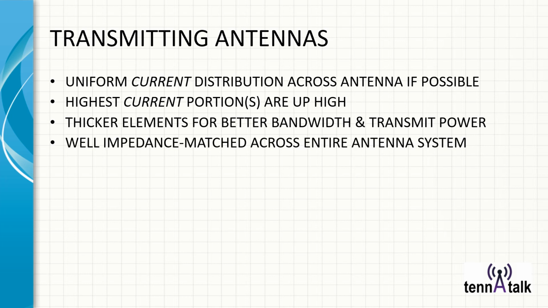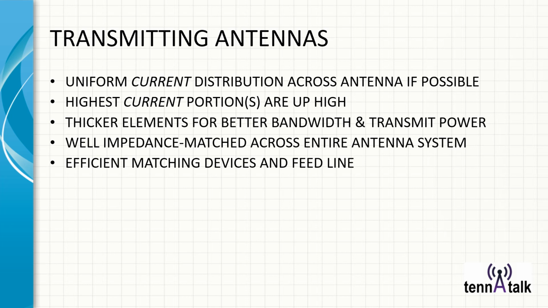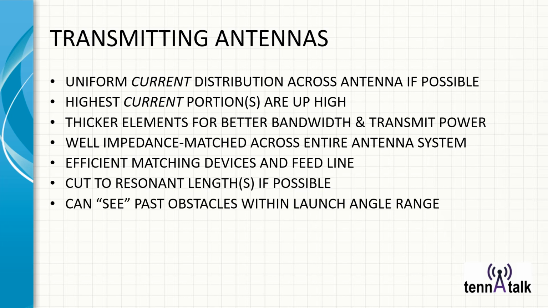It should be well impedance matched across the entire system. Again, we'll get into that in a future podcast. It should have efficient matching devices, things that don't have losses when they heat up, like baluns that are undersized, underspec'd, or lossy feed line. It should be cut to resonant lengths if possible, and the antenna should be able to see past obstacles within its launch angle range. So if you're aware of the launch angle of your antenna design, vertical or horizontal, and it will be able to get out and travel past obstacles, then chances are you have a better performing antenna for transmitting.